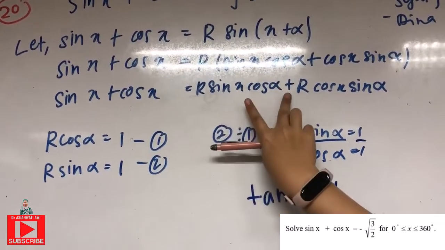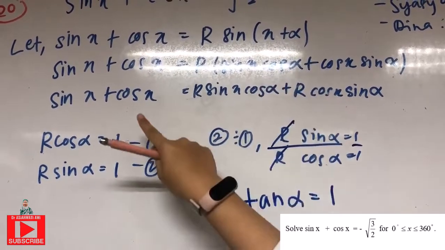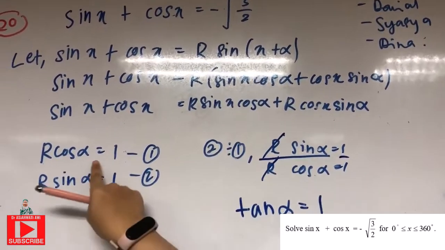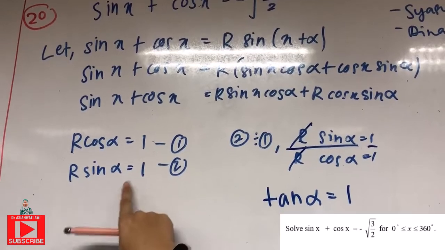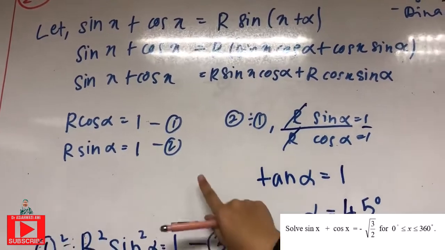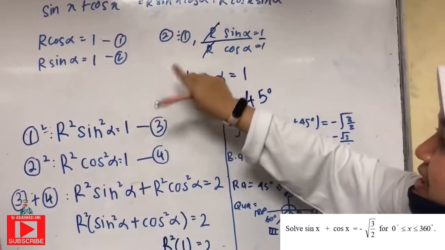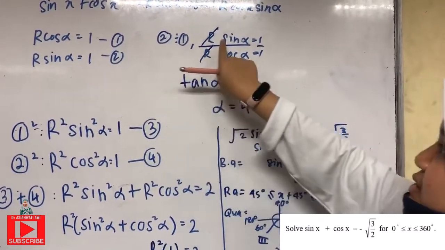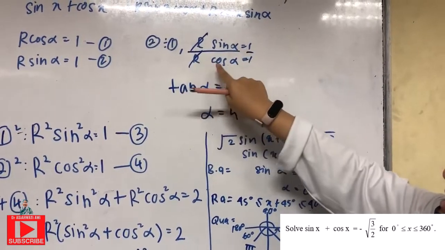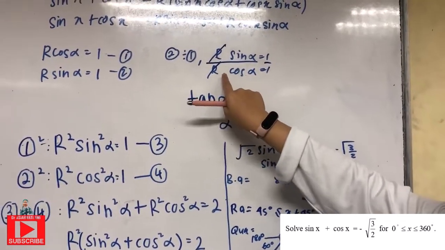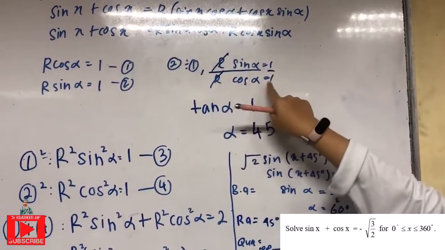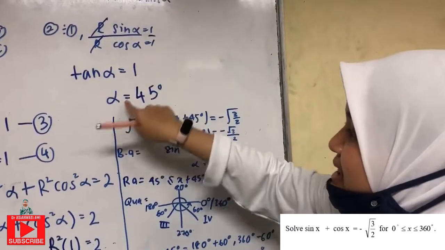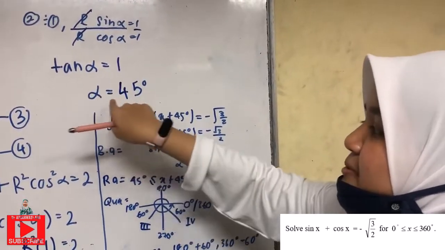Okay, and then kita boleh compare yang ni dengan ni sebelah. Disebabkan tu kita dapat R cos alpha sama dengan 1 dan R sin alpha sama dengan 1. Lepas tu kita nak tukarkan dia jadi bentuk tan. So kita buat equation 2 over 1. So R sin alpha over R cos alpha, jadi R kita padam, sin alpha over cos alpha equals to tan alpha. So 1 over 1, 1. Dan kita bawa tan sebelah, dapat dia punya angle 45.